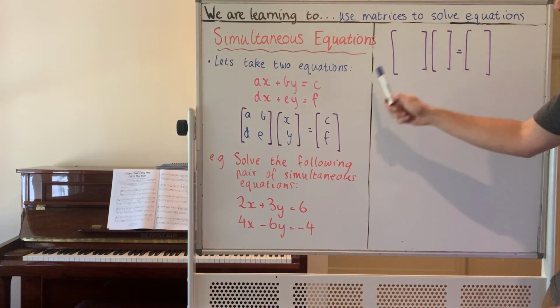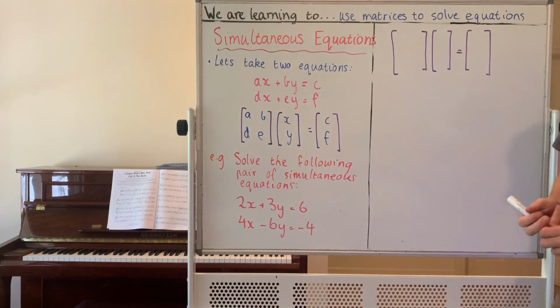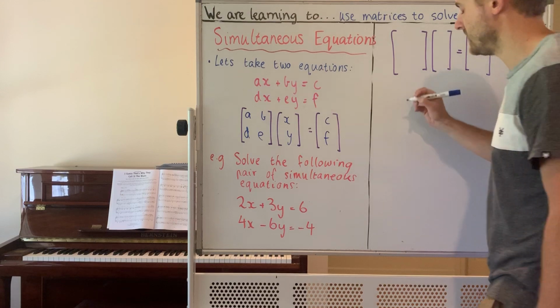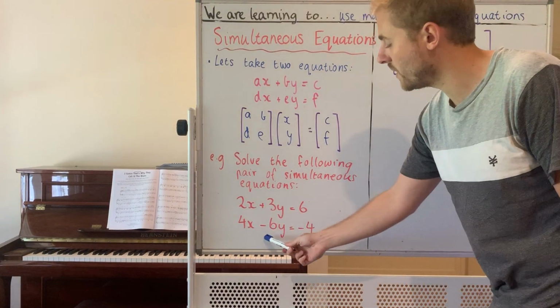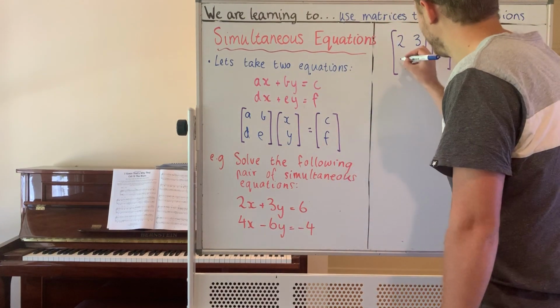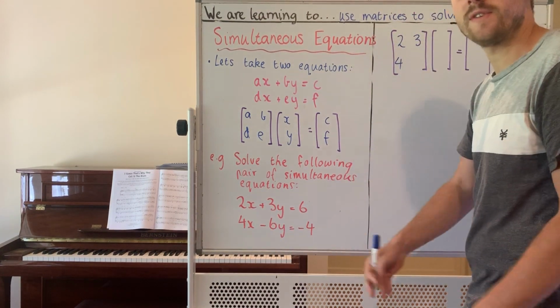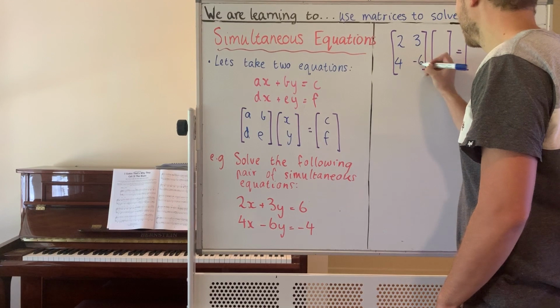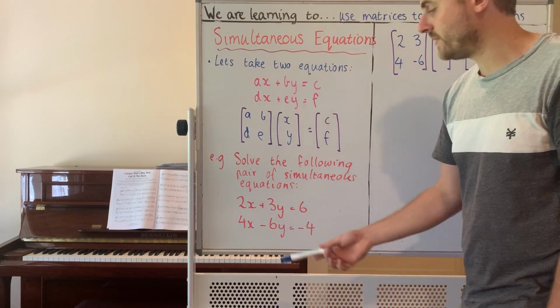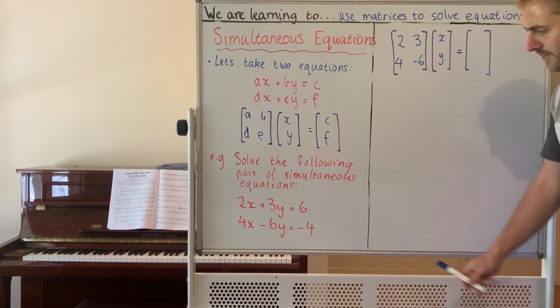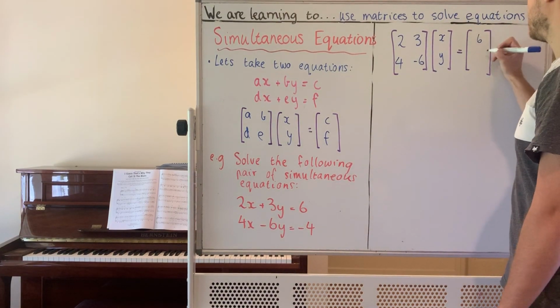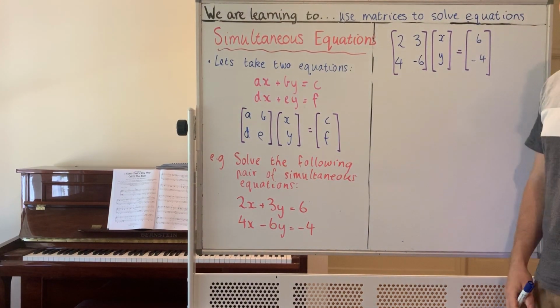At the top are the two coefficients in the first equation, which are 2 and 3. Down the bottom here are the two coefficients in the second equation. So here we've got 4. Now this has a minus in front of it, so it's going to be -6. And our unknowns are X and Y, so we write it like so. And our two answers are 6 and -4.